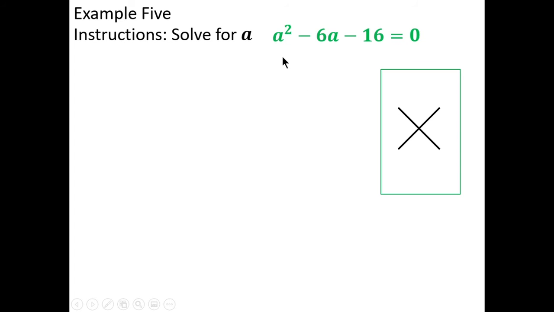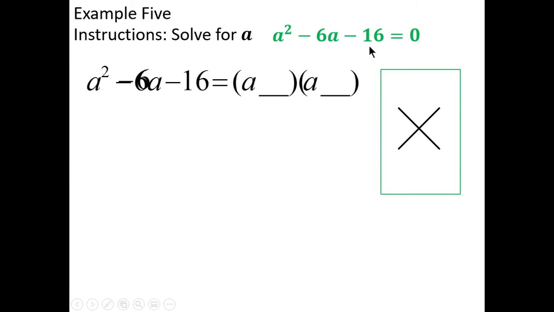Okay, so the first step is let's take this quadratic equation and break it up into its two factors, which means we're going to use the quadratic puzzle box. So on top of the puzzle box, looking at our equation, we're going to put this last term here, it's a negative 16. And on the bottom, we're going to take this term from the middle, the negative 6, and put it on the bottom. So the negative 16 to the top, the negative 6 to the bottom.